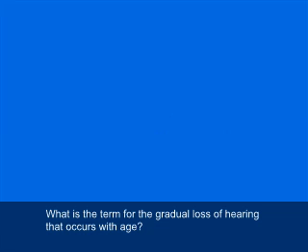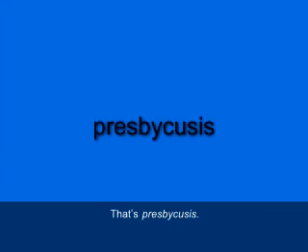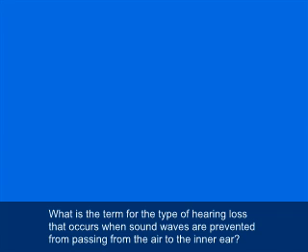What is the term for the gradual loss of hearing that occurs with age? That's presbycusis, P-R-E-S-B-Y-C-U-S-I-S. And what is the term for the type of hearing loss that occurs when sound waves are prevented from passing from the air to the inner ear? That's conductive hearing loss, C-O-N-D-U-C-T-I-V-E, conductive and hearing loss.